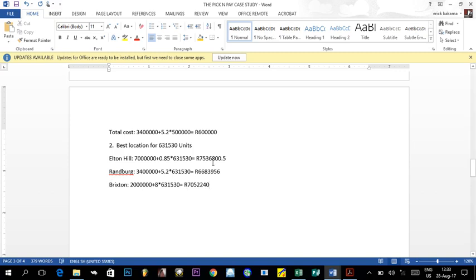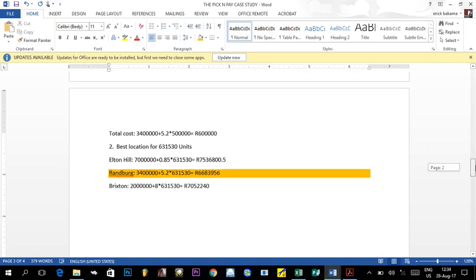7052240. Now this part here shows that because we have these three values, the total cost, it means that if we need to go to Elton, we'll have to pay an approximate cost of 7 million. If we need to go to Randburg, it will be 6 million, and if we go to Brixton, it will be 7 million again. So the best location in this case will be Randburg because it has the lowest total cost. It won't cost as much to have a shop there because we are going to pay only 6 million.